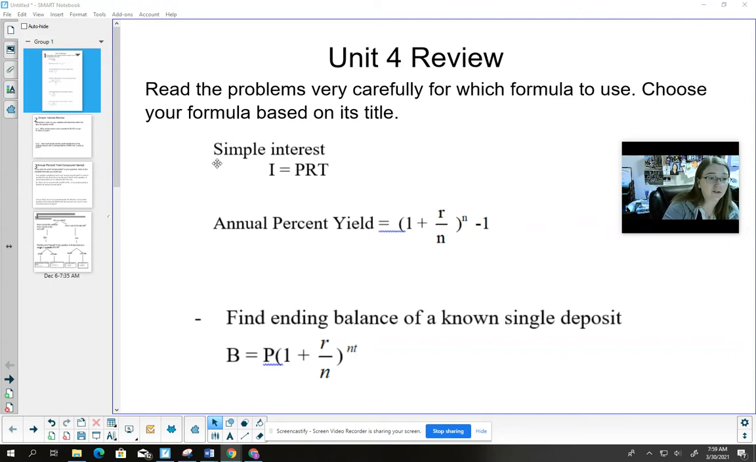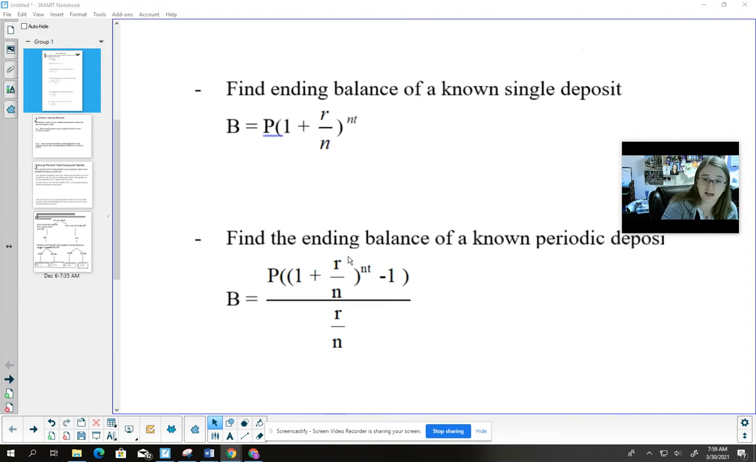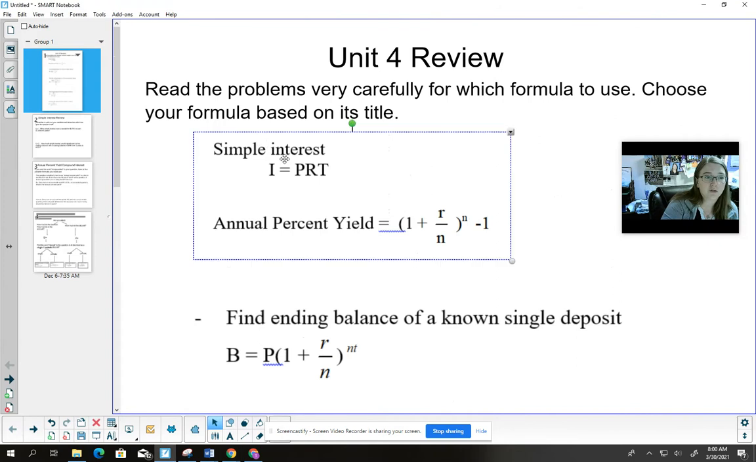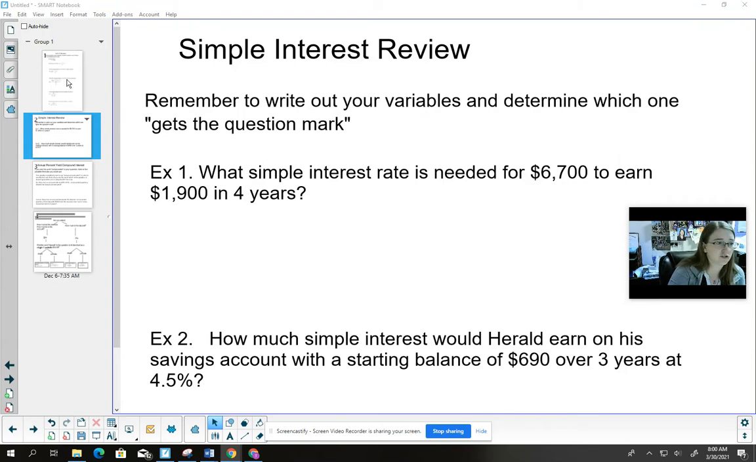So be very careful. Again, we've talked about these bottom 4. We worked on that yesterday a bit. We're going to continue to work on it today with choosing the right formula. But don't forget, we still have simple interest and annual percent yield as well. So I wanted to remind you about simple interest.